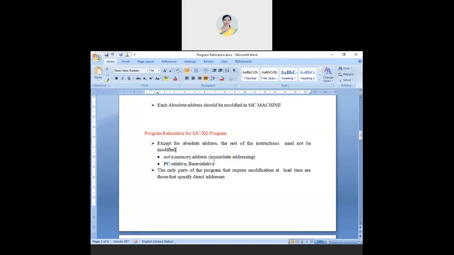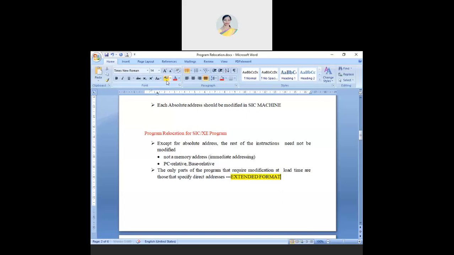What are the rest of the instructions? Immediate addressing I don't need. I don't have to change PC relative. I don't have to change base relative. The only parts that require modification at load time are those that specify direct addresses. Which format in SIC/XE is it where we directly write the direct address in the object code? Extended. Good. This is the only one which I need. In SIC/XE, this is the only format where we write a direct address, the extended format.